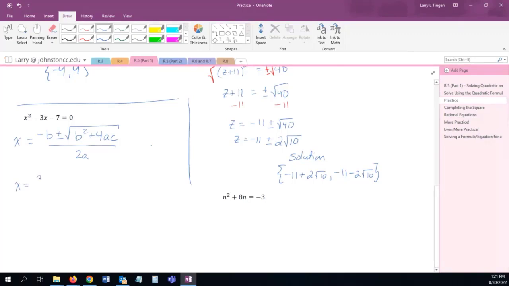So that's the opposite of -3, which is 3, plus or minus the square root of -3 squared, which is 9, plus 4 times 1 times 7, all divided by 2 times 1. And what am I going to find? That's going to be 3 plus or minus the square root of 9.